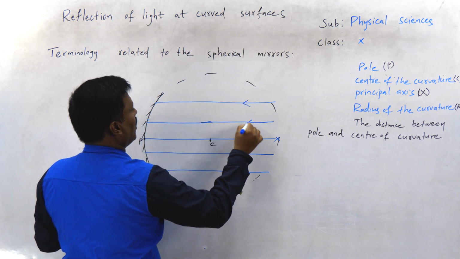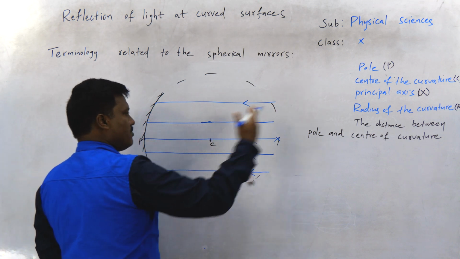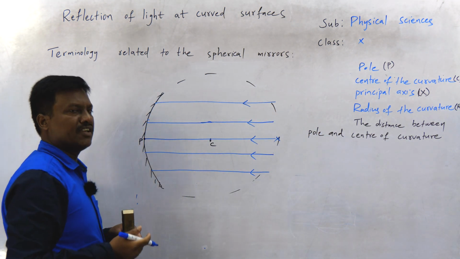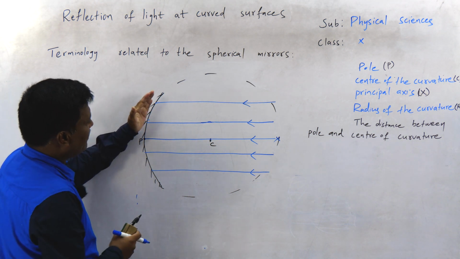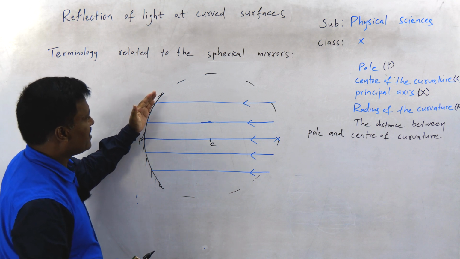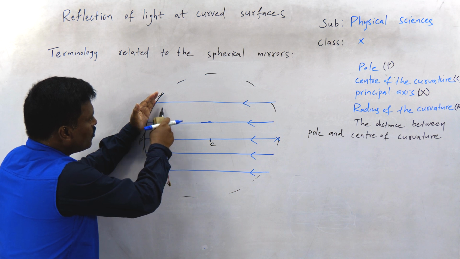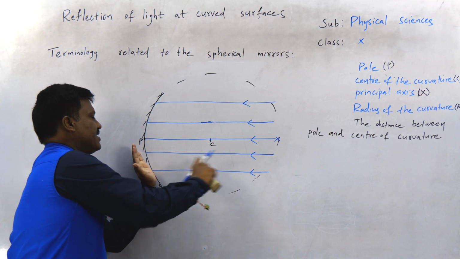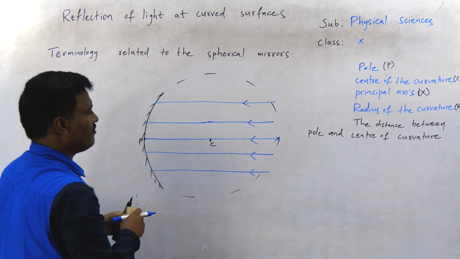So these are all parallel beams. Since the object is at infinity, a parallel beam is incident on the spherical mirror. Then what happens after reflection? This concave mirror has a curvature, an inward surface. The reflecting surface is inward, so the light incident on it goes towards the principal axis after reflection. These rays go this way and these rays go this way, and finally all the light rays come to meet at one point.